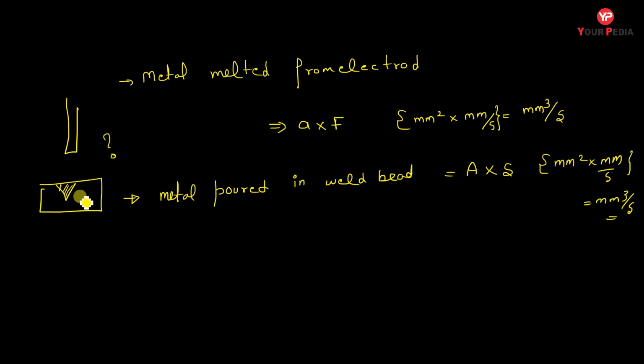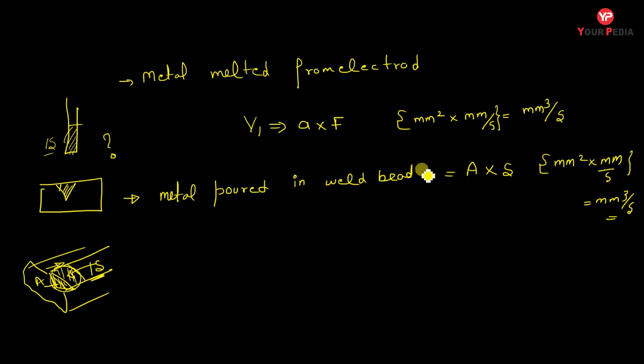Okay, so here, if I try to explain it to you in 3D, for example, this is the area and this much metal is poured here. So how can we calculate this area into the speed with which this metal is poured? This much volume is poured here in 1 second and this much volume is melted from the electrode in 1 second. So the volume of metal melted from the electrode, that is V1, and the volume of metal poured in the workpiece should be equal. There is nothing like this metal goes anywhere else.